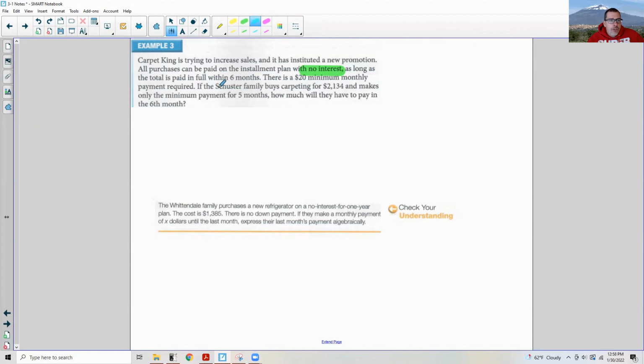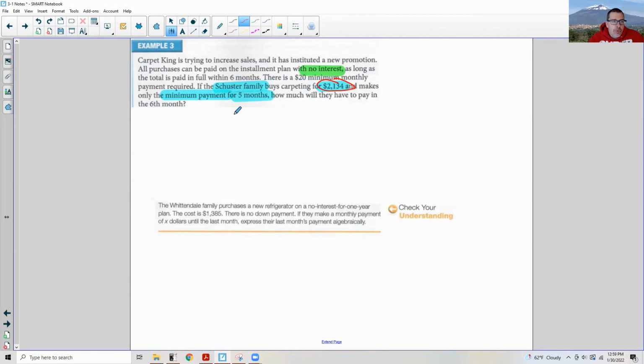So if we have a family called the Schuster family, and they buy carpet for $2,134 and make only minimum payments for 5 months. Okay, so this amount right here is irrelevant in this calculation. Okay, it does not matter what they paid. All they're telling us is they paid the minimum for 5 months. How much will they have to pay in the 6 months? Okay. How much will they have to pay in the 6th month? Oh, I see. Okay. Yes, it does matter.